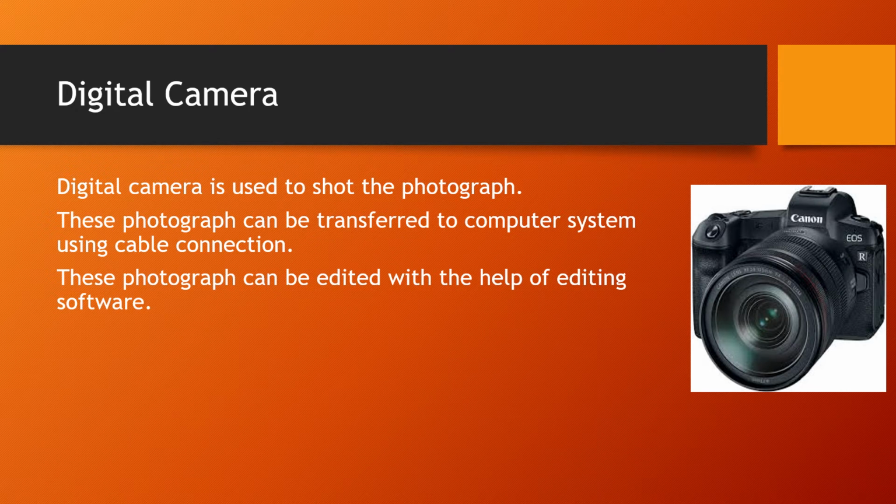Next is digital camera. Digital camera is used to shoot photographs, and these photographs can be transferred to a computer system by using a cable connection, and these photographs can be edited with the help of editing software.